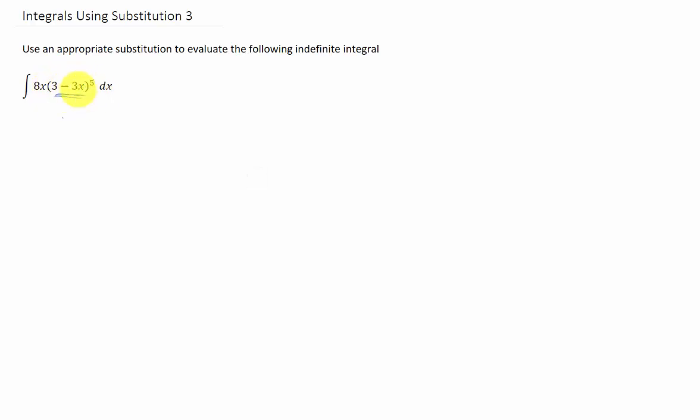Now, if you don't want to multiply this thing out or FOIL this thing out 5 times, your only option to not do that is to substitute this for some other variable. So I'm going to say that u is 3 minus 3x. That makes my du negative 3 dx. We can call this dx negative 1/3 du just by dividing both sides by negative 3.